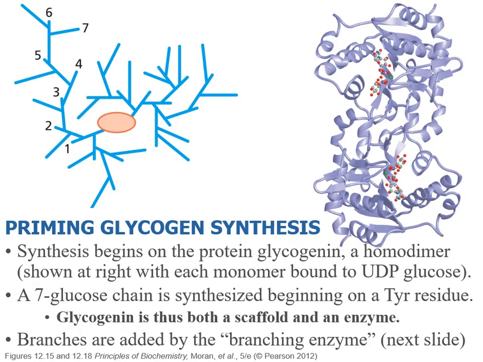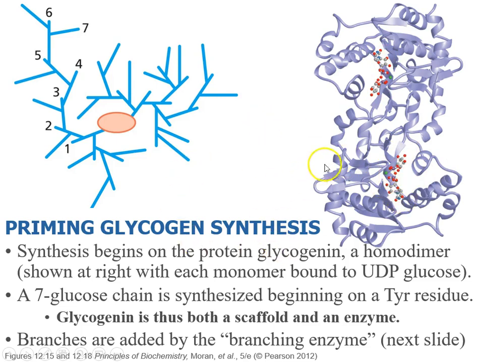So we did say that we need pre-existing glycogen. So how do you get started if you need pre-existing glycogen? Well, this is how it works. This is how you prime it. So this little circle right here is glycogenin. This is what it really looks like. So glycogenin is a homodimer, and it's shown here in each of the monomers. There shows a UDP glucose. So there's an active site there, and there's an active site there.